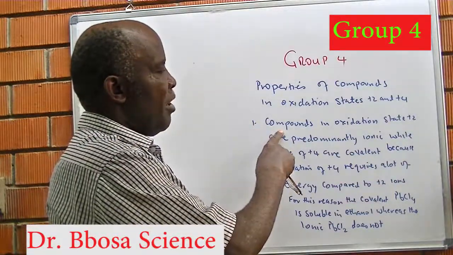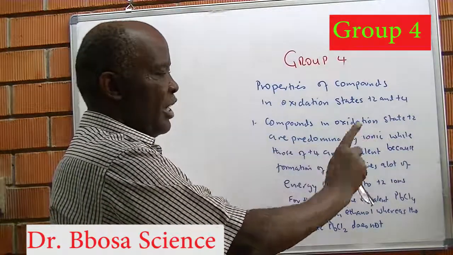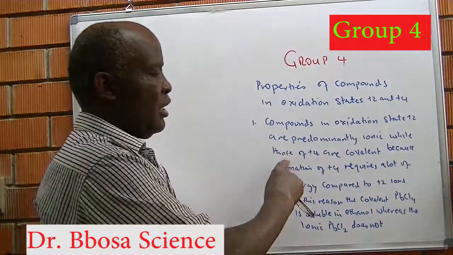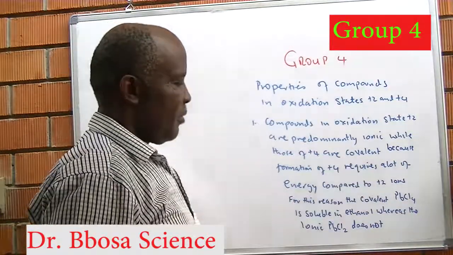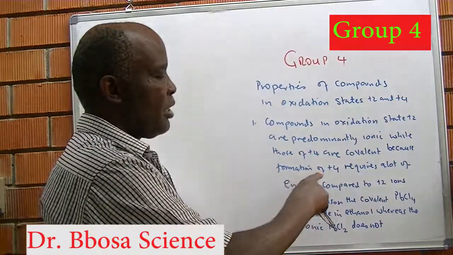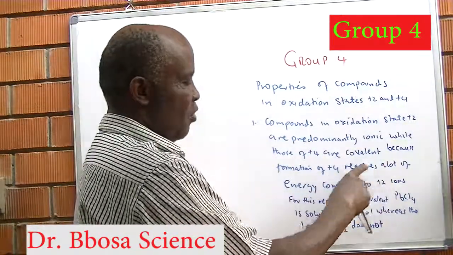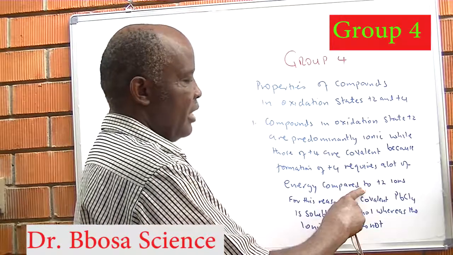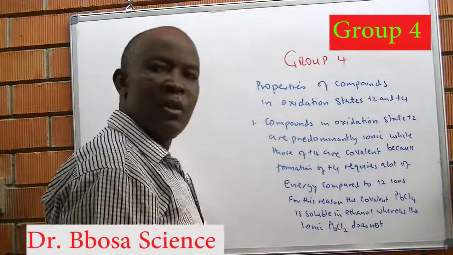Properties of compounds in oxidation state +2. First, compounds in oxidation state +2 are predominantly ionic, whereas those in oxidation state +4 are covalent, because formation of +4 ions requires a lot of energy compared to that which forms +2 ions.